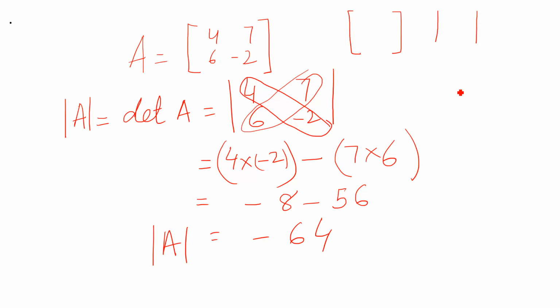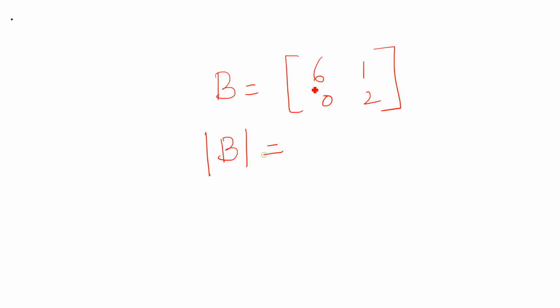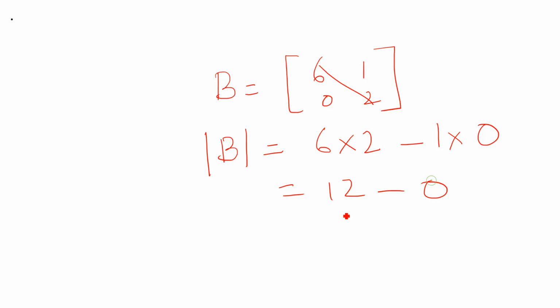Okay, so here I will give you another example. Suppose we have B, any numbers we will write down here. So determinant of B is equal to, you have to multiply these two first. 6 multiplied by 2, negative, 1 multiplied by 0, it is 12 minus 0, which is equal to 12. So 12 is the determinant, right?